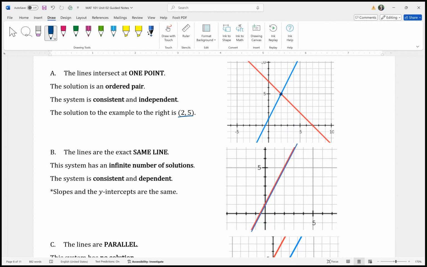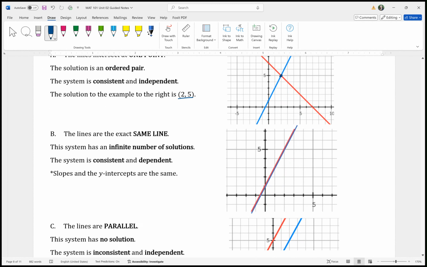Okay, and notice that the slopes and the y-intercepts are the same. Okay, so this will be different than what's parallel because here the y-intercepts are the same. This system is consistent and dependent. It is dependent on each other, but we do have some solutions, so that is why it's consistent.